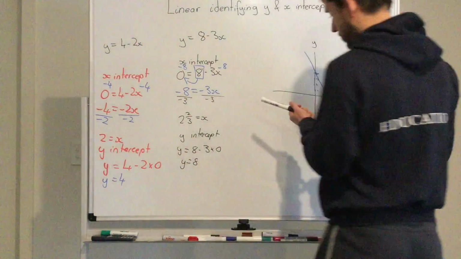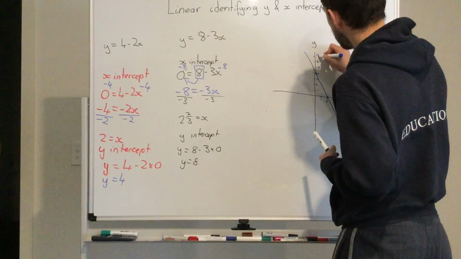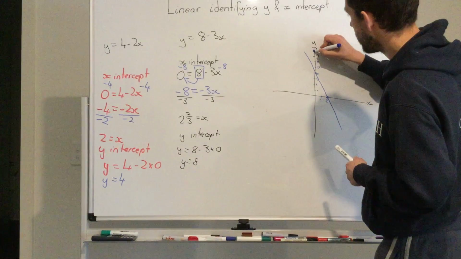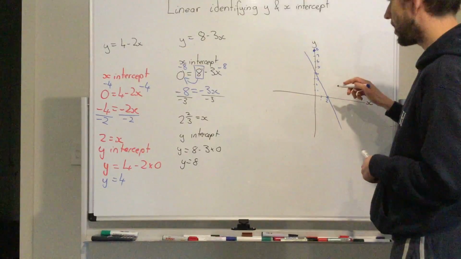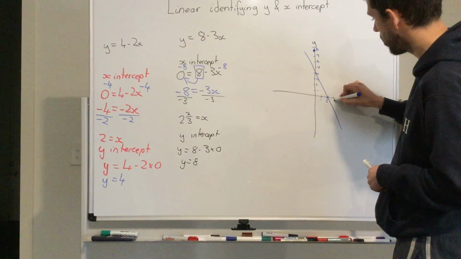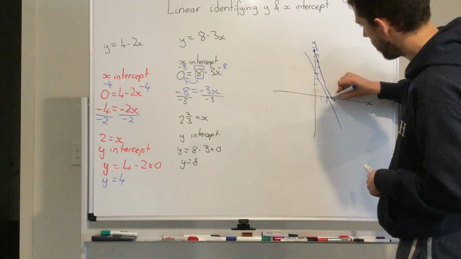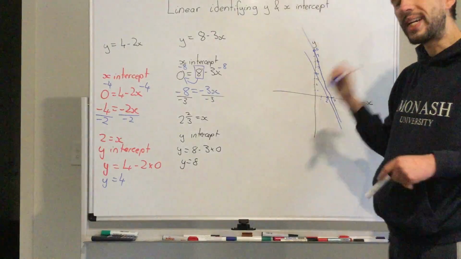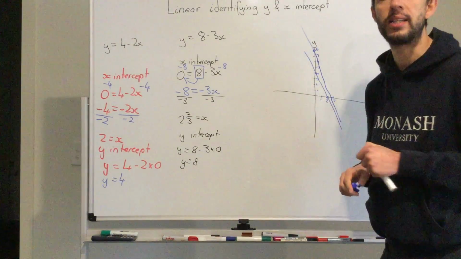And that tells us that I'm keep going, 4, 5, 6, 7, 8. So the y-intercept is 8. And I'm looking at my x-intercept, which is 2 2/3, which is here. And I can draw my line. So we can graph a linear equation by just using our y and x intercepts.